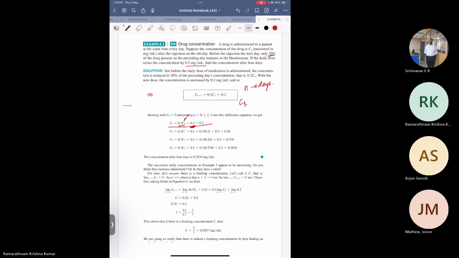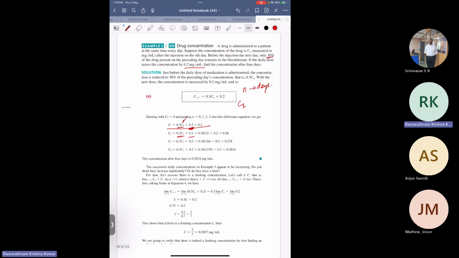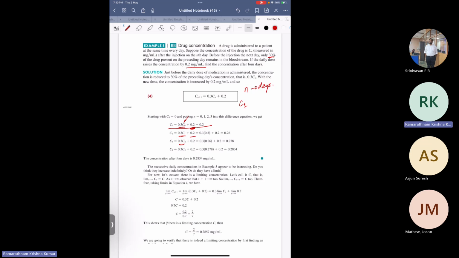Then C2: what was there, 30% remaining at the end of the first day, plus 0.2, and so on. Is this clear? So C3 is 0.3 times what remains at the end of the second day, plus 0.2. So you can write down this equation in a more general form like that: Cn plus 1 is equal to 0.3 into Cn plus 0.2. Any questions?